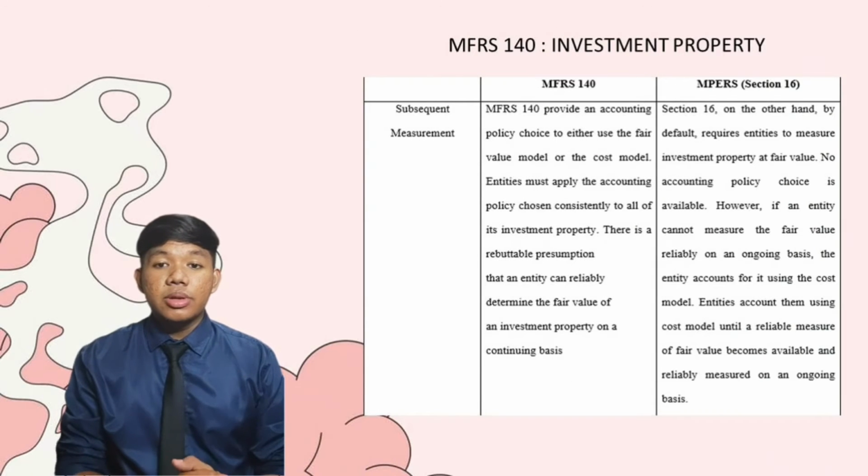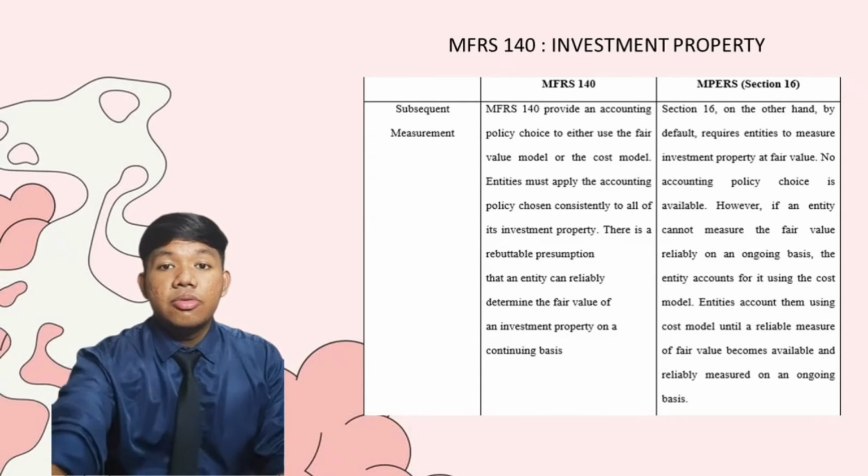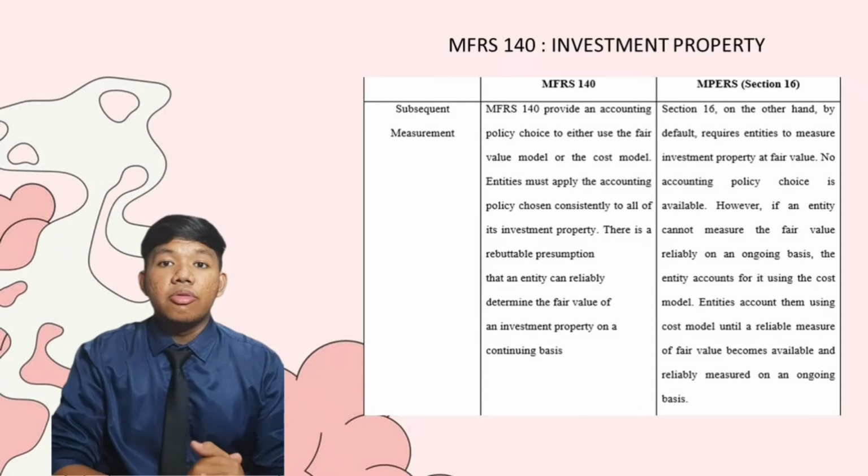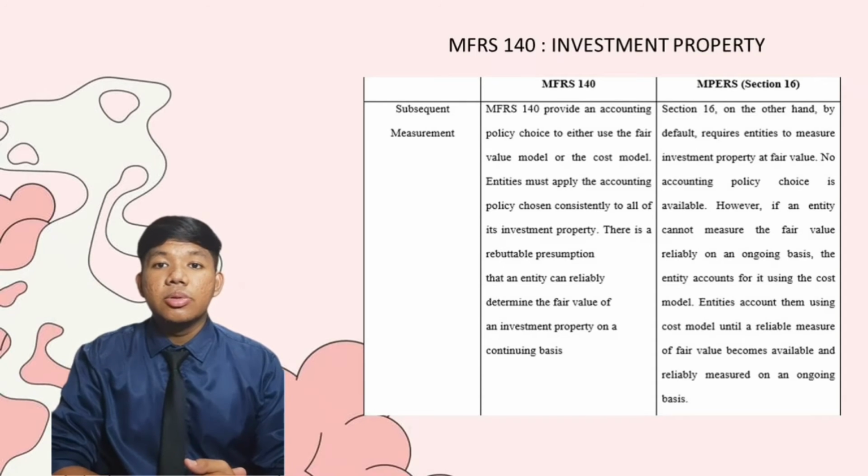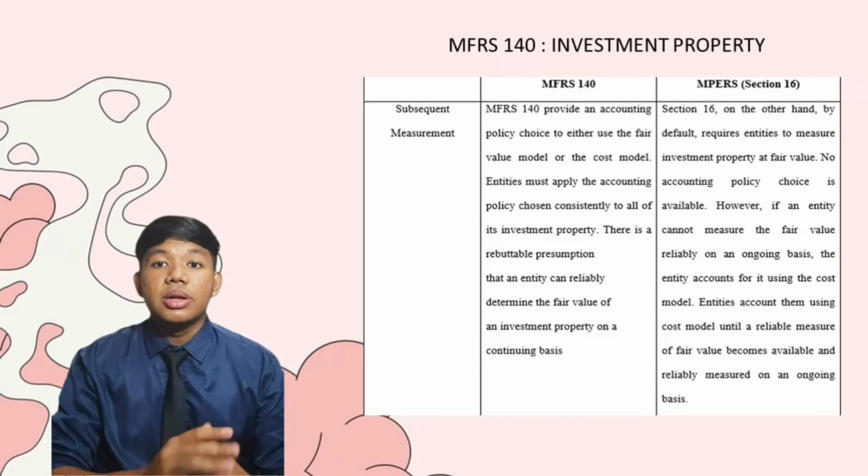Next, we move to the differences between MFRS 140, Investment Property, with MPERS. So the first is the subsequent measurement. MFRS 140 provides an accounting policy choice to use either the fair value model or the cost model. The entity must apply the accounting policy chosen consistently to all of its investment property.